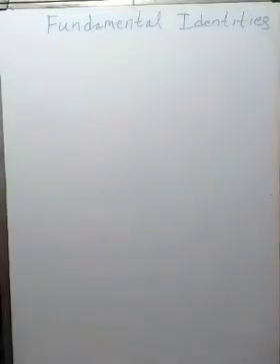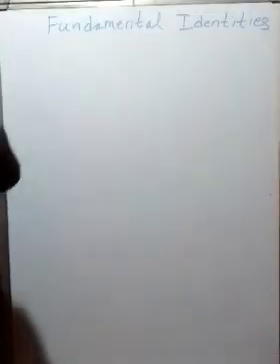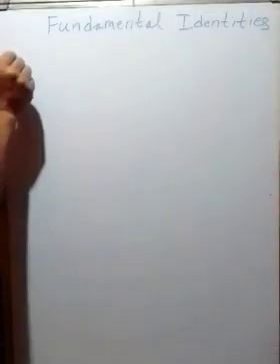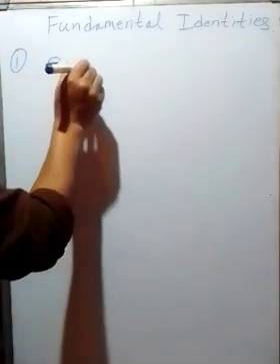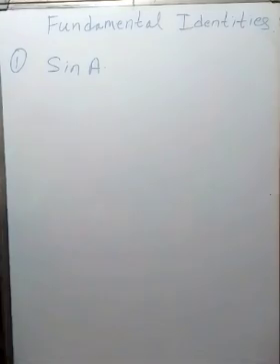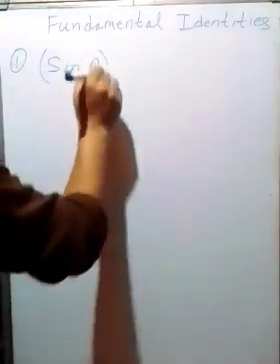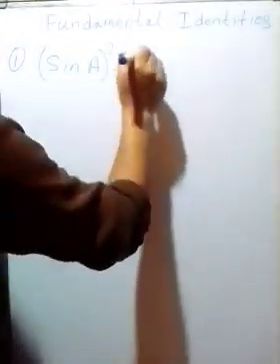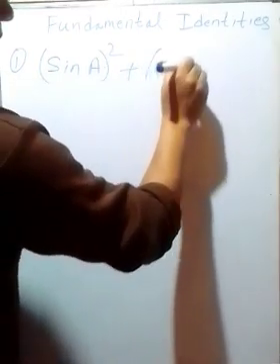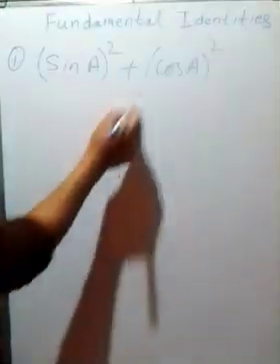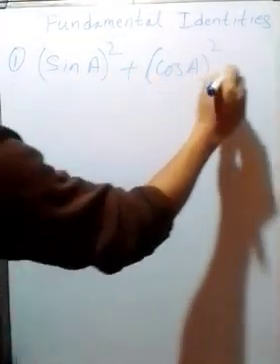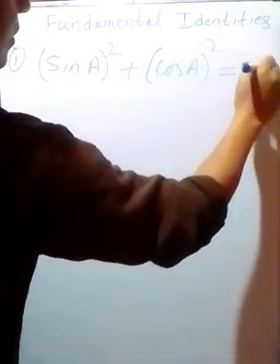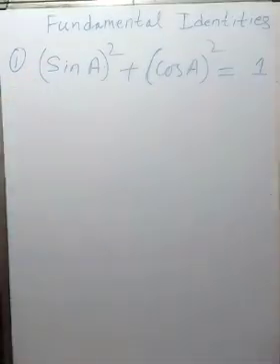Let's hear now some other fundamental identities. So identities means here now like a formula. First identity is sine A, and its square, plus cos A and square. Square of sine A plus square of cos A. This is always equal to 1. This is a very important formula.